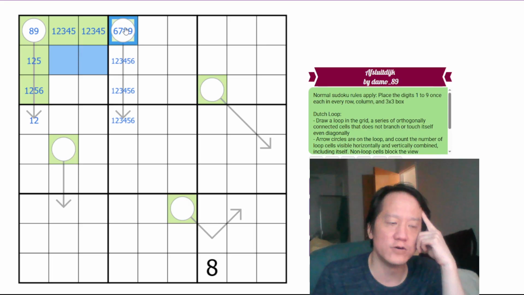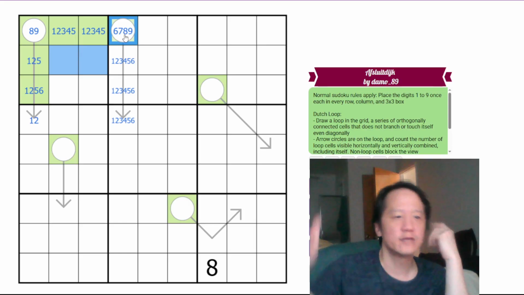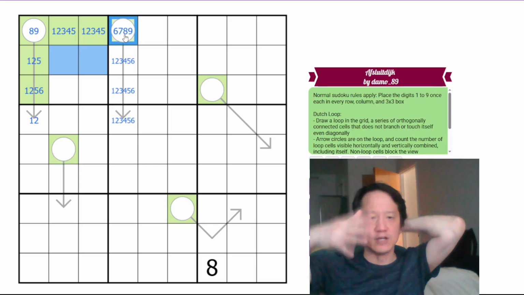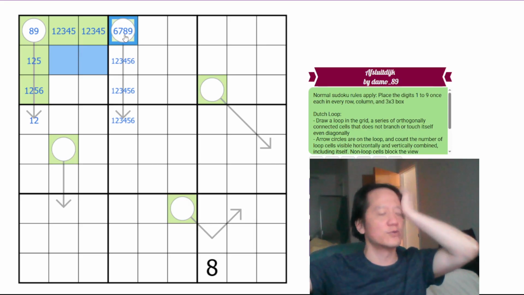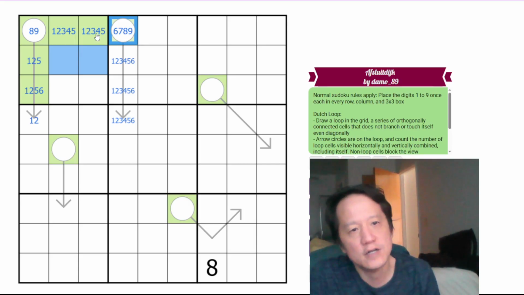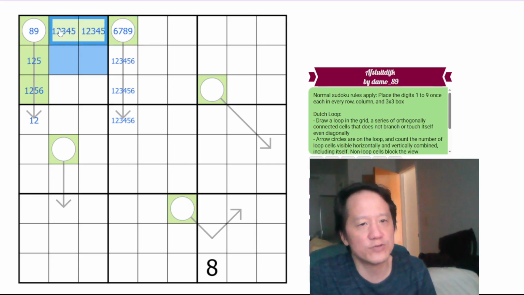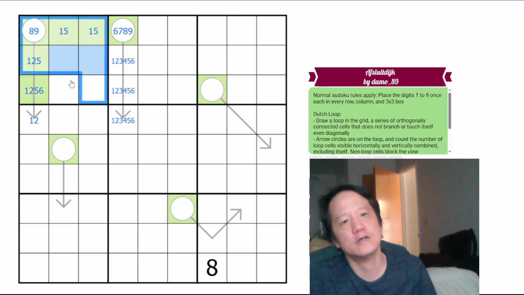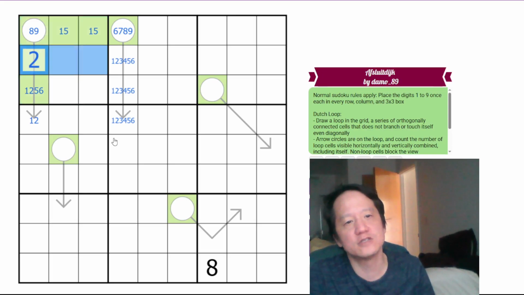Right, because the only digits that are 4 or more away from 6 through 9: 9 can be 4 or more away from 5 or less. 8 can be 4 or more away from 4 or less. 7 is 3 or less, and 6 is 2 or less. So this has to be a 1 through 5 in both of these cells. Well, that means if they're 4 or more away from each other, this has to be a 1-5 pair, which eliminates 1-5 from the rest of the box. So this can't be 1 or 5, which makes this a 2.